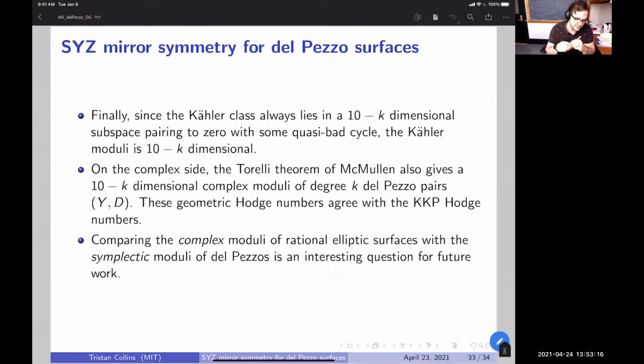But in lots of examples, these rational elliptic surfaces actually have non-trivial complex moduli. So if you believe that mirror symmetry should also go in the other direction, then that suggests that maybe there's some sort of exotic, not exact Calabi-Yau metrics on certain del Pezzo surfaces for certain degrees. So that's a sort of interesting question for future work.